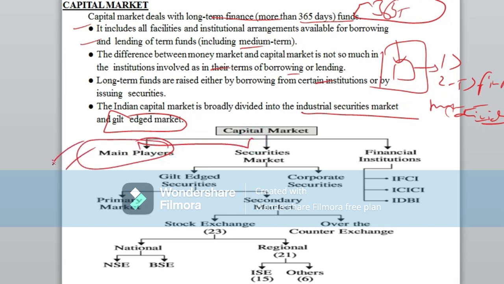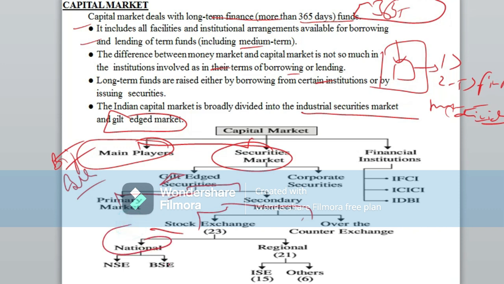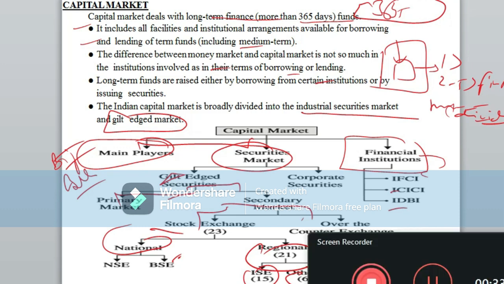Capital market has main players, big bulls. Then come the security markets, which include the gilt edged securities, primary market and secondary market. The secondary market again has two divisions, stock market and over the counter exchange. Then come the National Stock Exchange NSE and Bombay Stock Exchange. It also has regional branches. Now what are other parts of financial institutions? Financial institutions comprise IFCI, ICICI, IDBI also. So let us stop this lecture with this note.